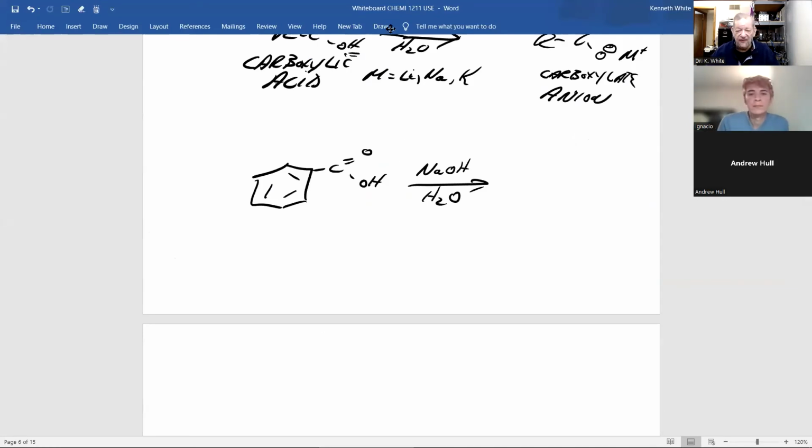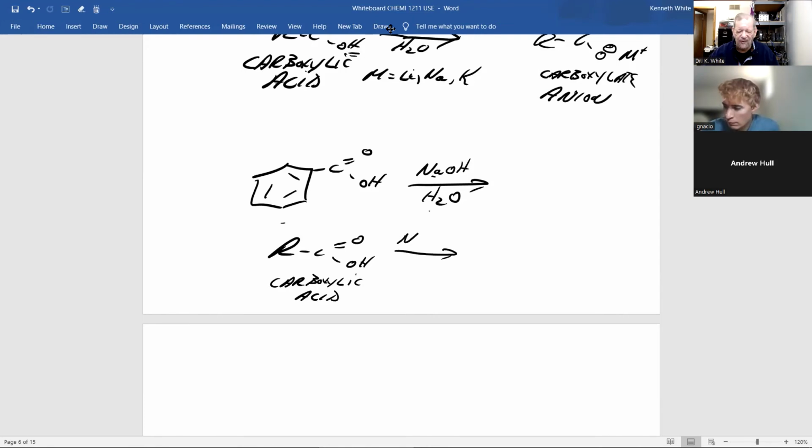What do we have that's different? Well, benzene ring, but that's not going to react with sodium hydroxide and water. So let's call that carbons. Ooh, carbonyl, carbon double bond oxygen, hydroxyl group, a carboxylic acid. And if you react that with a base, MOH, and water, where M is sodium, which in our case it is, or potassium, or lithium, you'll get the carboxylate anion.